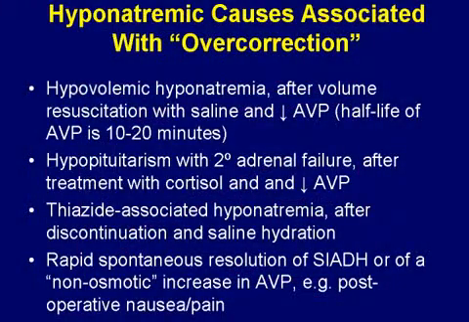Also, you need to think about the differential of those hyponatremic causes that are associated with overcorrection. That includes hypovolemic hyponatremia after you've given them volume resuscitation with saline and you reduce circulating vasopressin. Hypopituitarism with secondary adrenal failure after treatment with cortisol and a drop in vasopressin. Thiazide-associated hyponatremia after you stop the drug and/or you give saline hydration. And any rapid spontaneous resolution of SIADH or of a non-osmotic increase in AVP. And the classic is post-op nausea and pain, where you can overcorrect as they stop the vasopressin release.